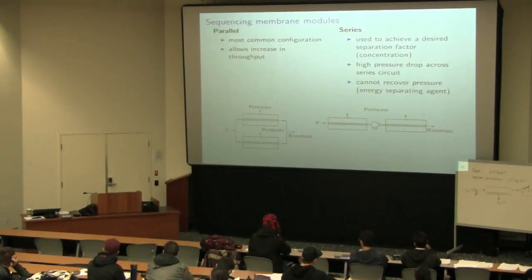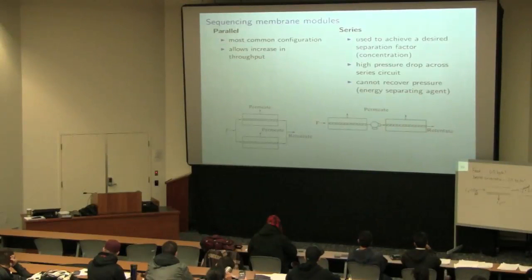This is when a single membrane by itself does not get you the required concentration you're looking for, so you follow it up with the second one, or third, or fourth as well. But the problem with doing this is that you need intermediate pumping capability to handle those pressure drops, because you never recover the pressure that you've put into the system.